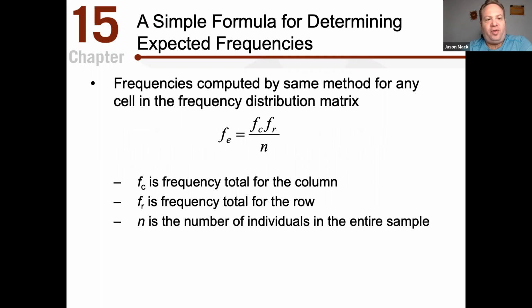A simple formula for determining expected frequencies. Frequencies computed by the same method for any cell in the frequency distribution matrix looks like the following. FC is the frequency total for the column. FR is the frequency total for the row. N is the number of individuals in the entire sample. That's how you get FE, or the expected frequency.